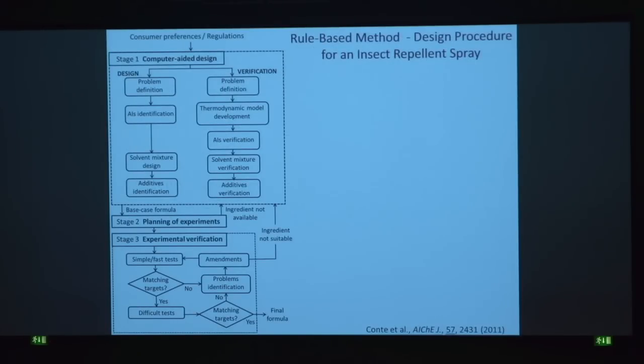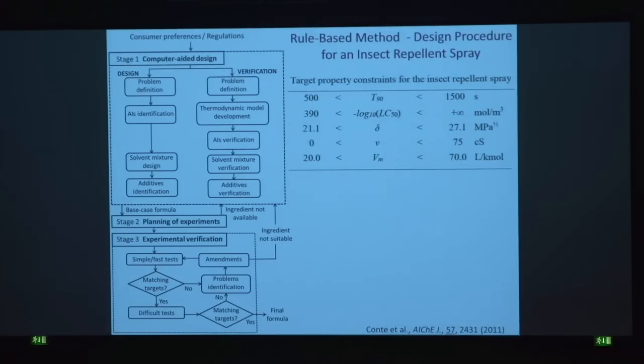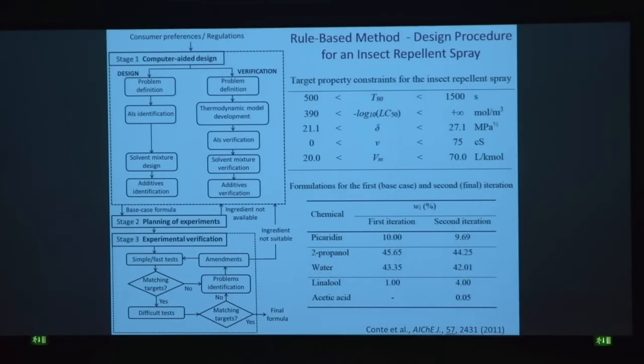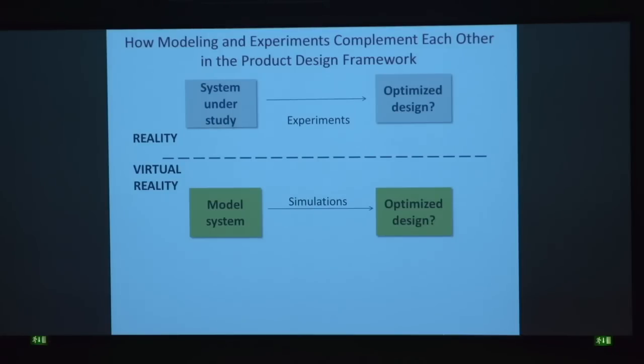So what we have done is we decided that we would like to combine computer-aided design along with the experiments. In this example, for an insect repellent spray, we look at the evaporation time, toxicity, solubility, viscosity, and molar volume to come up with the final formula for the insect repellent spray. Of course, I skip all the details, but it's not so important. It's much more important to understand the strategy behind it.